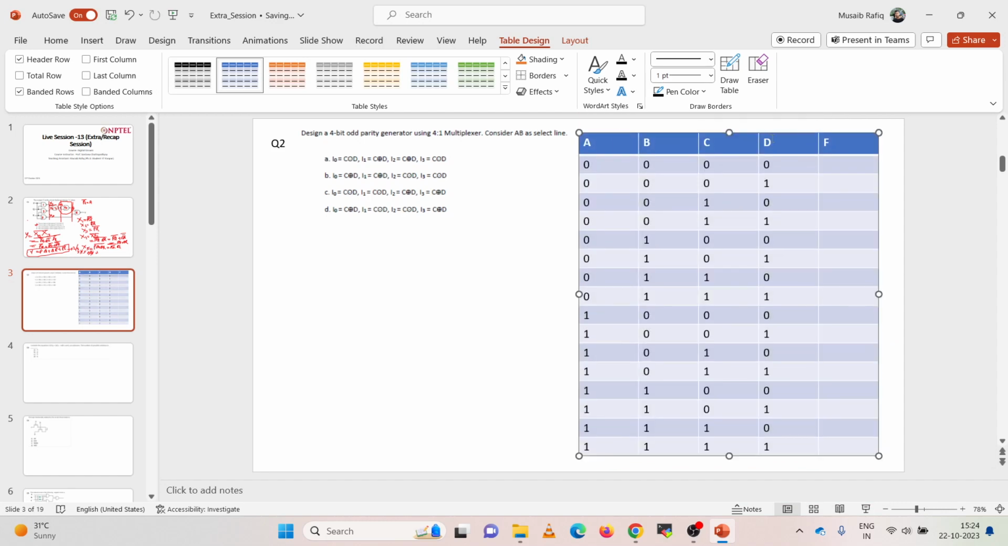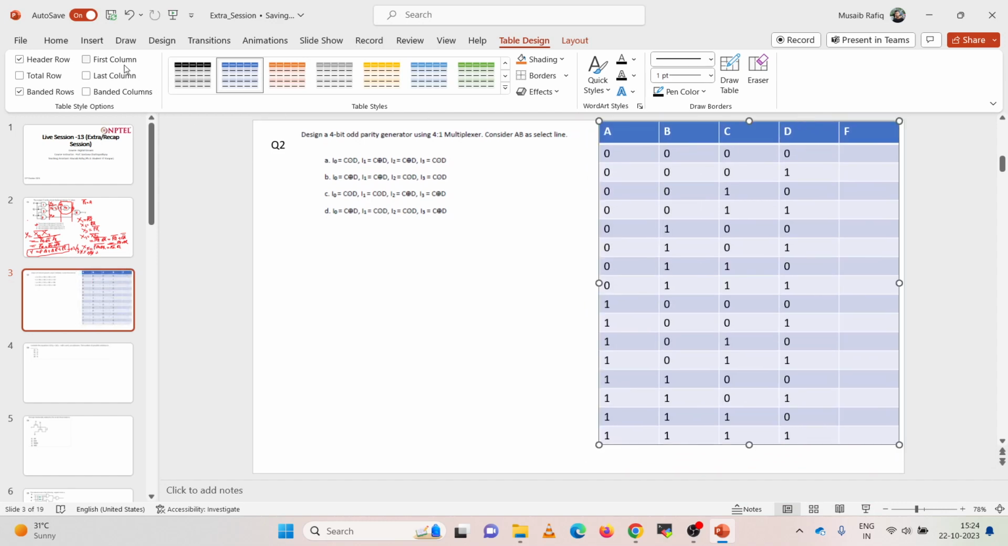Now let's fill in the output, the truth table for this parity generator. Here the number of ones is 0, even, so 1 will be the output. Here it's 0, here it's 0 again, here it's 1, here it's 0, here it's 1, here it's 1 again, here it's 0, 0, 1, 1, 0, and here it should be 1, here it should be 0, here it should be 0, and here it should be 1.